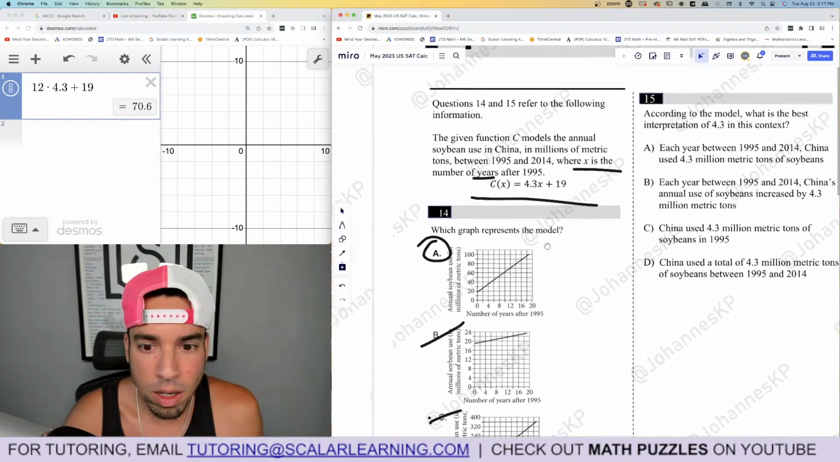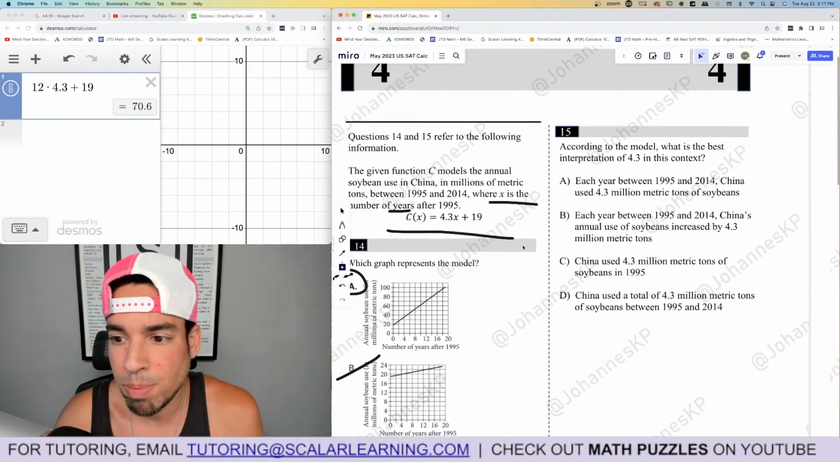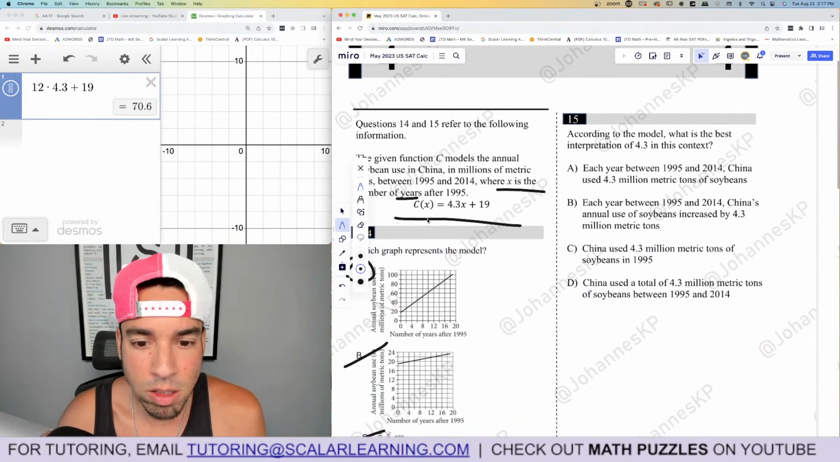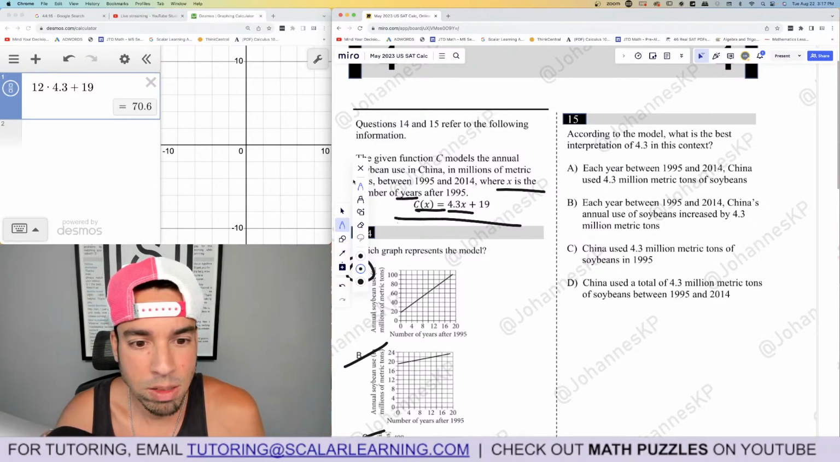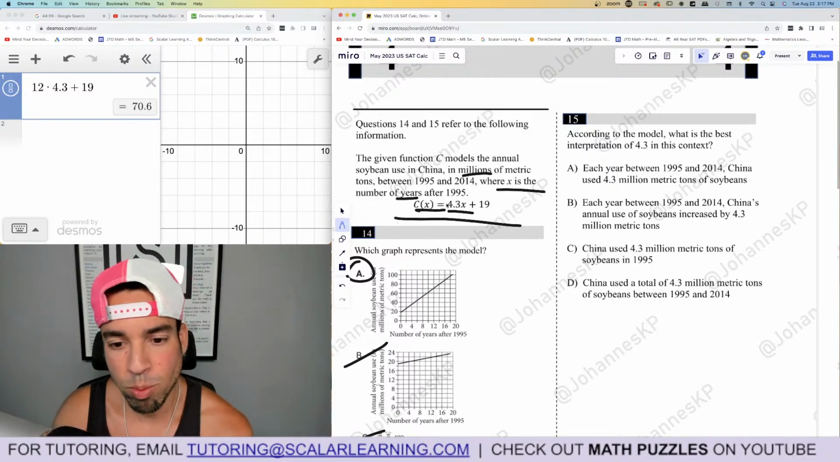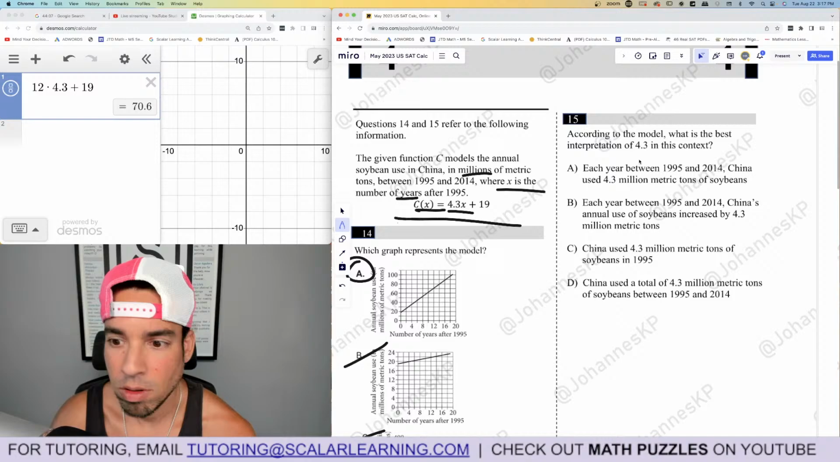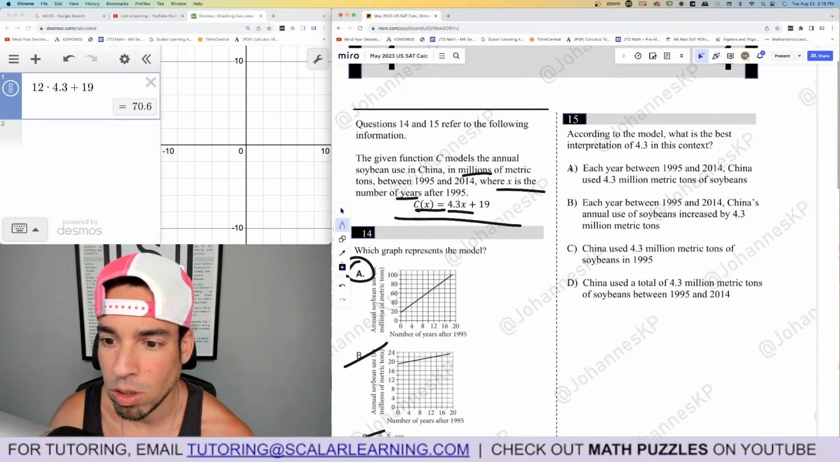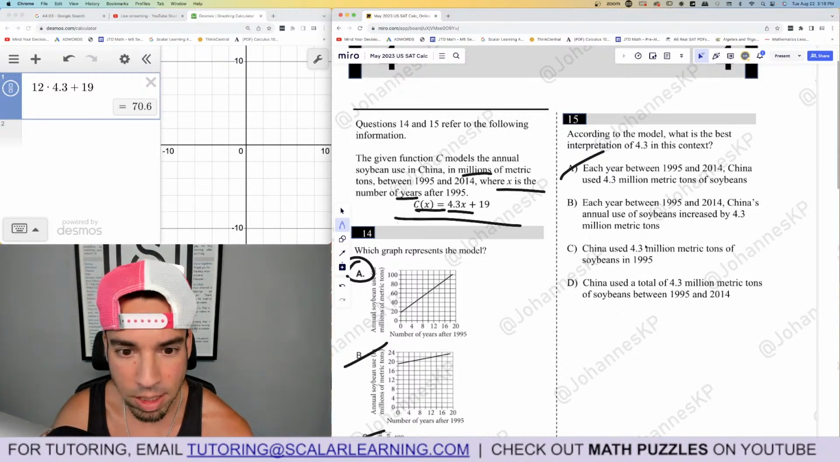So, yeah. 15. According to the model, what is the best interpretation of 4.3? This is slope, so this is a rate of change. So this means that the annual soybean use in millions is going up by 4.3 million every year. Not that China uses 4.3. Nope. It's increasing, the annual soybean use.